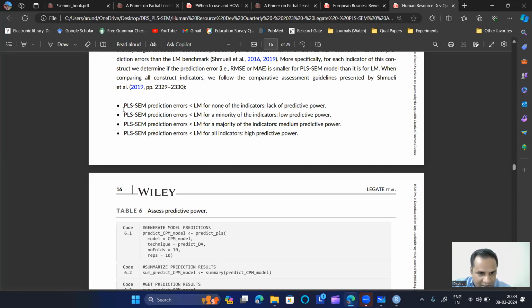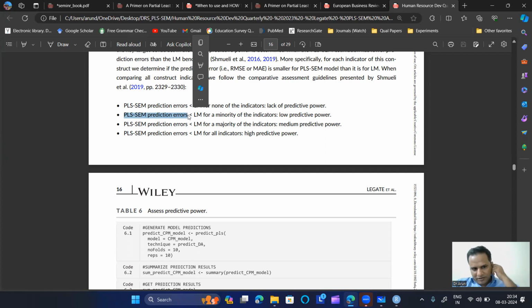Again, let me give it some time. Sometimes when I forget, I simply take it. What it is saying is that if the errors are greater, this is a greater than symbol, then we say lack of predictive power. Of course, not all our errors are greater in PLS-SEM, so our model doesn't lack predictive power. It has predictive power. Now here it says again, for a minority of the indicators. Here our errors are greater for a minority of indicators.